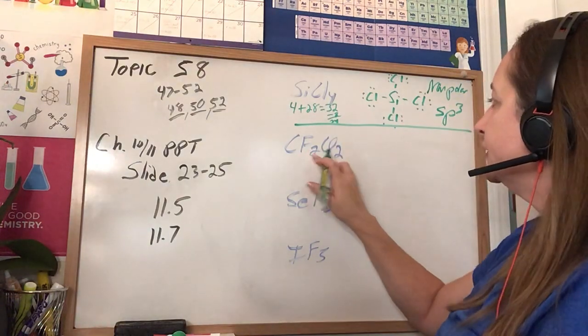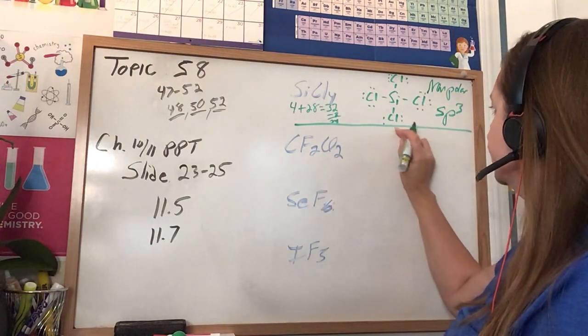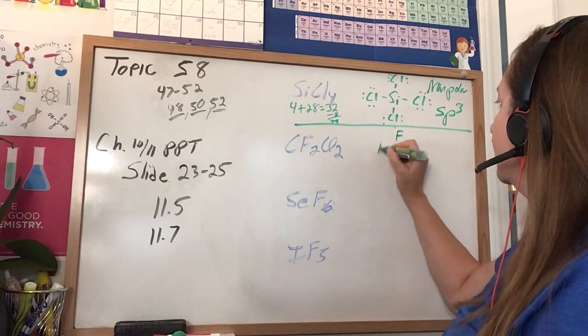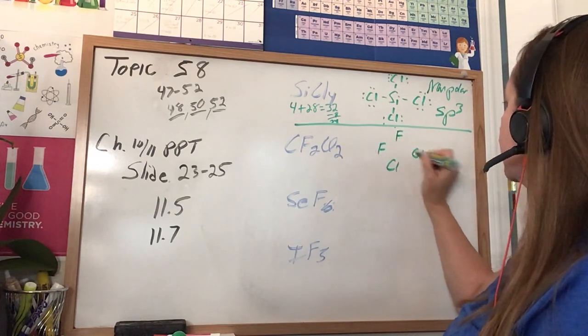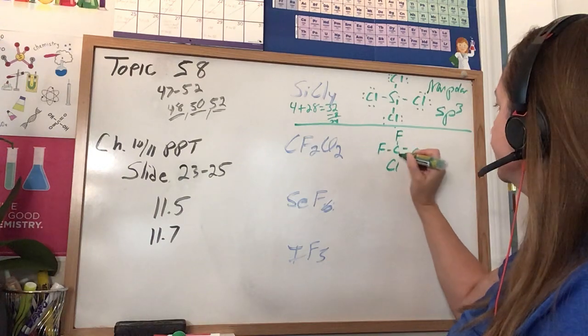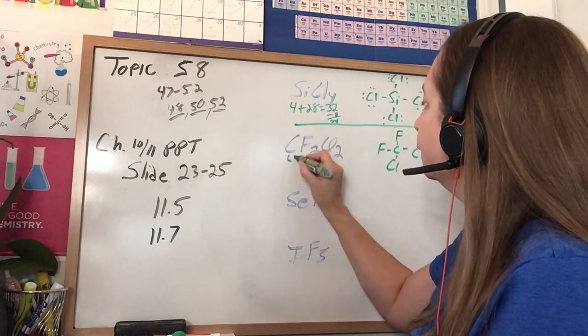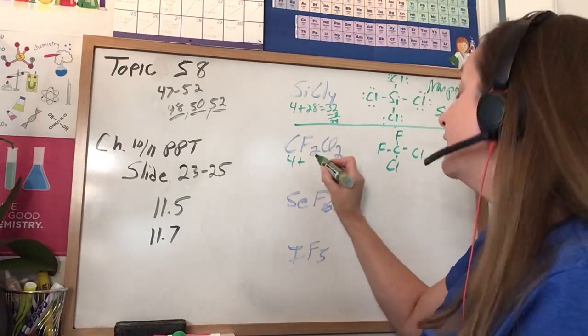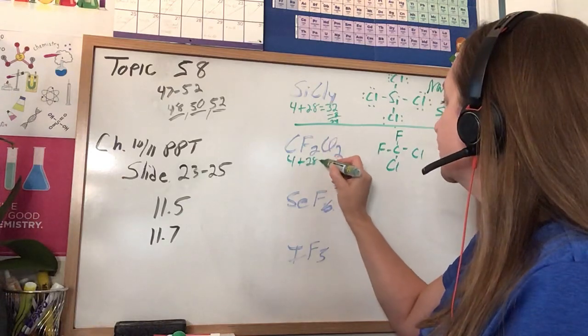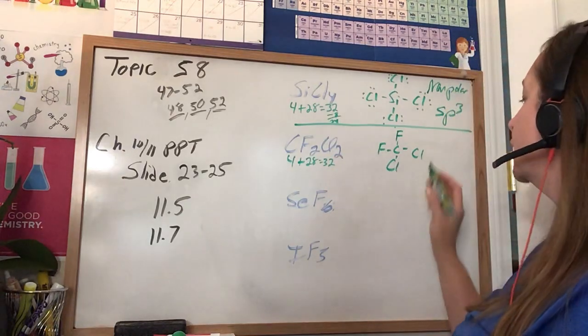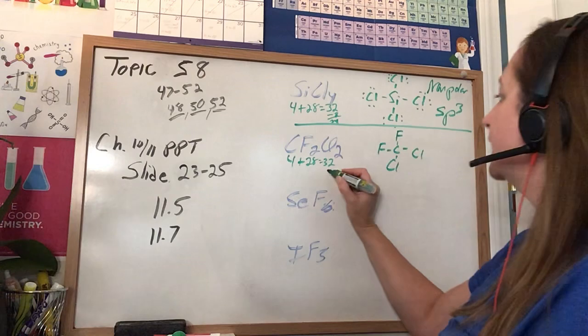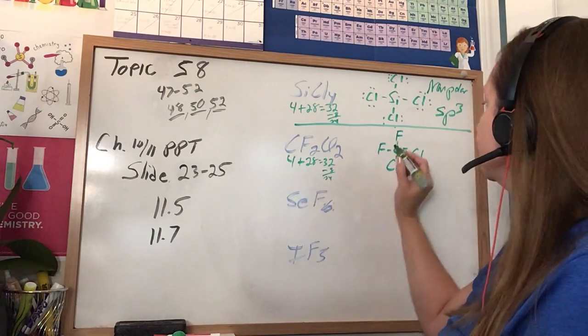Okay, CF2Cl2, this is going to have the fluorines and the chlorines around the carbon. The carbon has 4. Each of these has 7, so 7 times 4 is 28. We're going to have 32 electrons. We use up 2, 4, 6, 8, leaving us with 24.